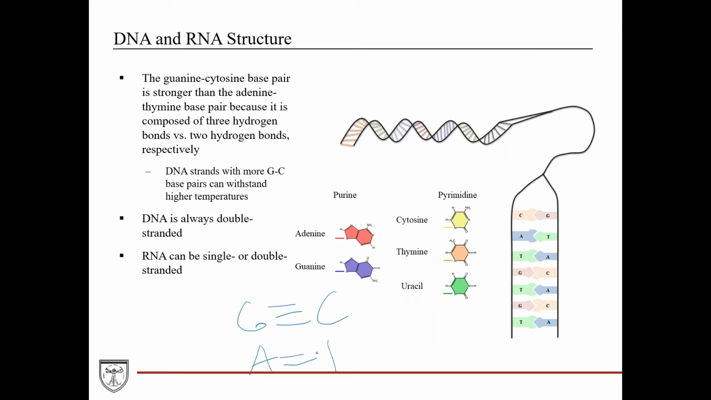One thing to note is that the guanine and cytosine base pair is actually stronger than the adenine and thymine pair. And the reason for that is that the guanine-cytosine pair actually has 3 hydrogen bonds versus adenine and thymine only have 2. So there's more bonds, requires more energy to break it apart. And because of that, let's say you have 2 DNA structures, 2 double strands here. If DNA strand 1 versus 2 has more GC pairs, it's going to be able to withstand higher temperatures because there's more bonds to break.